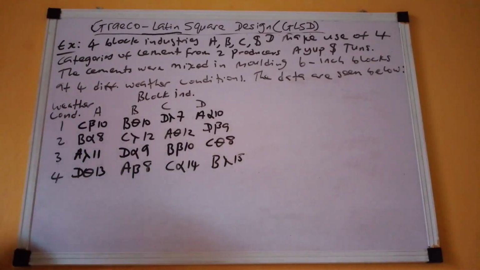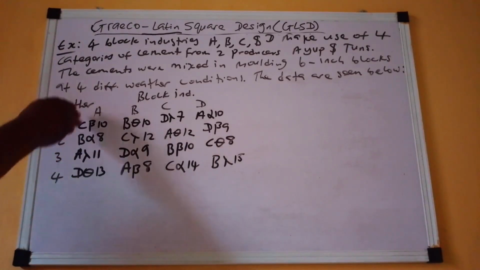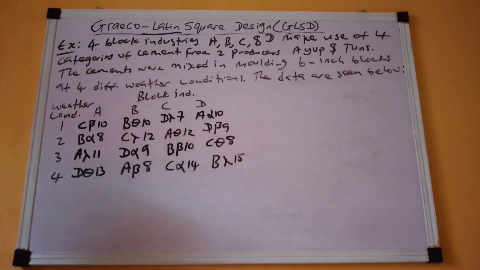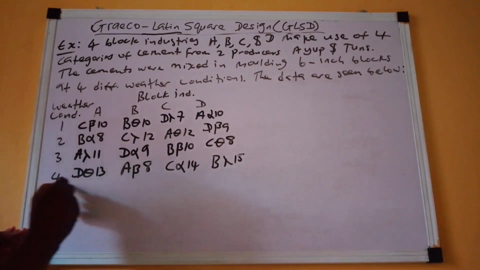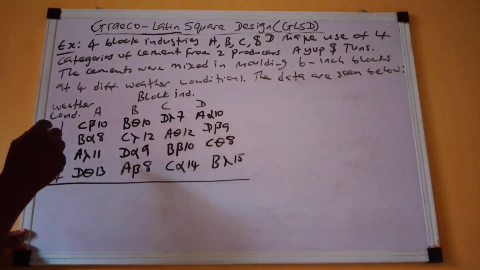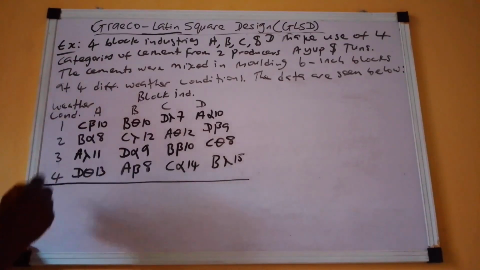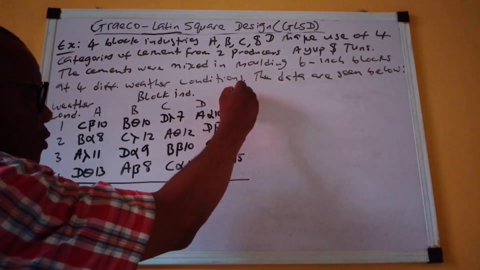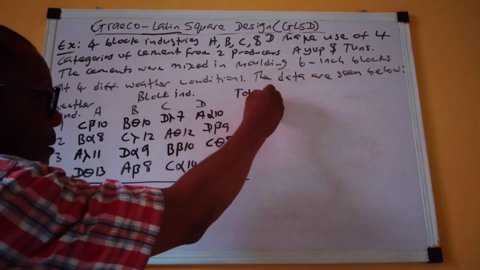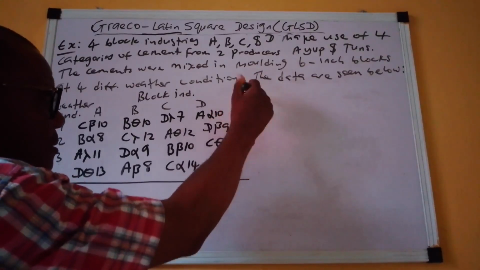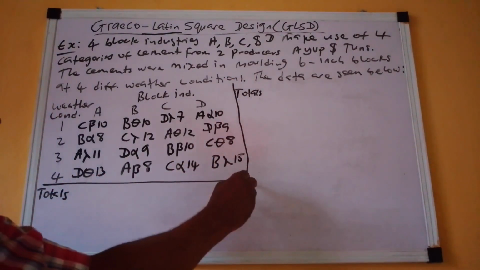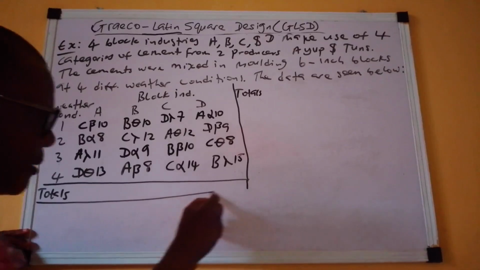Now, it will interest you to know that you can see the Latin letters and the Greek letters by the side of it, having their various measures. Now, the next thing is to ensure we have our totals. Let's have the totals. Then let's also create a column for the totals. So we are going to have it this way. It's a simple thing to do.